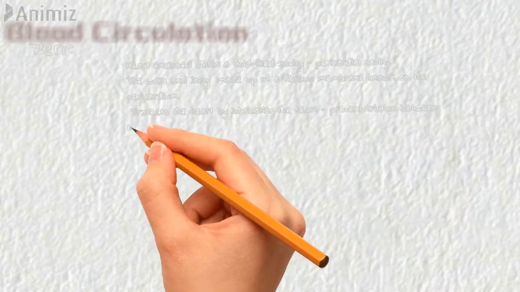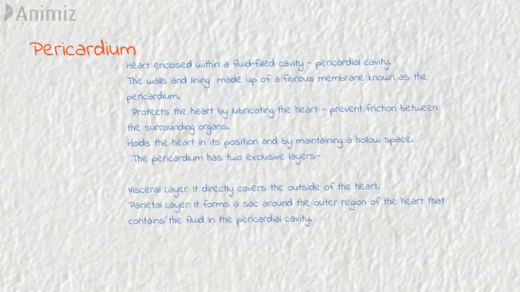The heart is enclosed within a fluid-filled cavity known as the pericardial cavity. The walls and linings are made up of fibrous membranes known as the pericardium. The pericardial fluid is a serous fluid secreted by the serous layers lining the pericardium. It has the role of protecting the heart by lubricating it, and it thereby prevents friction between surrounding organs. It holds the heart in its position and maintains a hollow space.